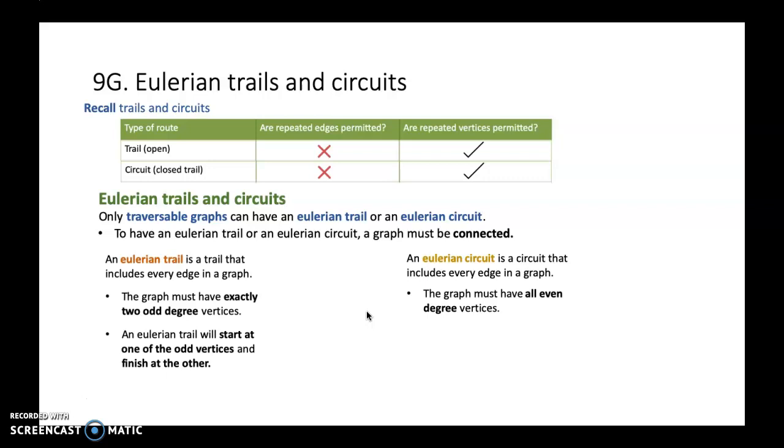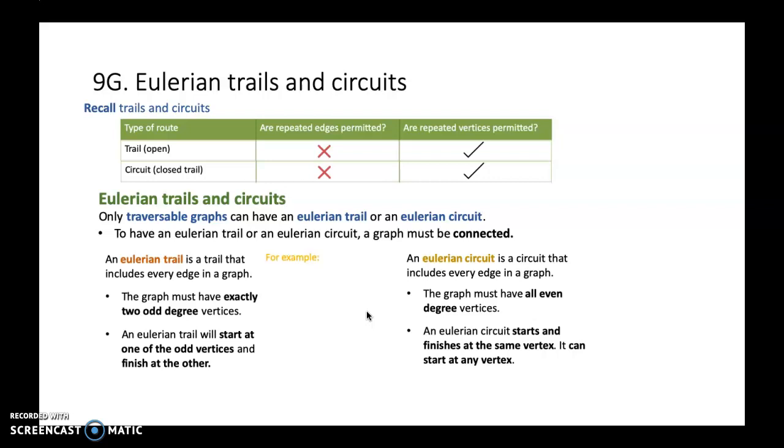An Eulerian trail will start at one of the odd vertices and finish at the other. And for an Eulerian circuit, we need to start and finish at the same vertex, but you can start at any vertex.